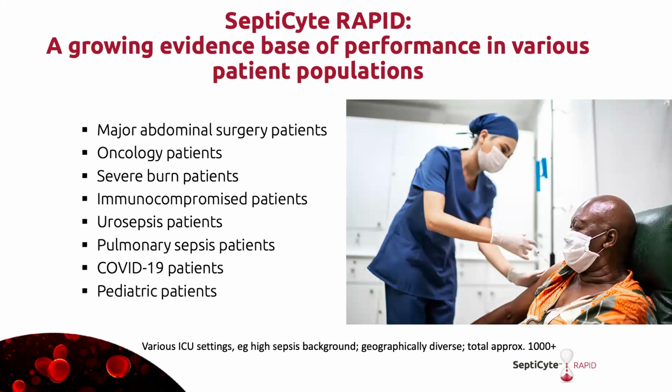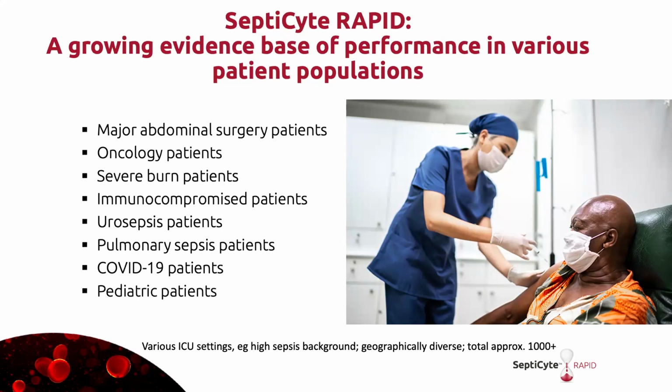Over the last 3 years, multiple publications and posters have been presented with regards to patient populations in which Septicyte Rapid has been used. For example, there have been a number of studies in Europe, in use over the last 2 years, with regards to abdominal surgical patients who are being managed post-surgery and who have a risk of possible infection, and they have shown clearly that Septicyte Rapid helps identify these patients who are developing sepsis post-surgery early and with accuracy.